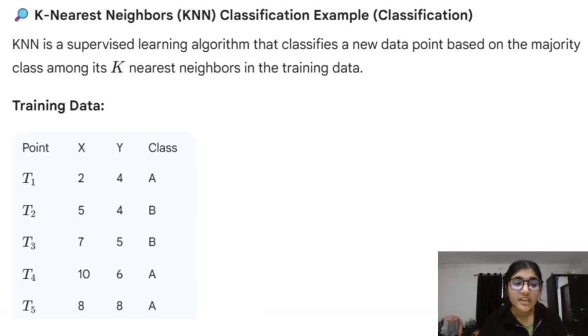Then the k-nearest neighbors classification example. KNN is a supervised learning algorithm that classifies a new data point based on the majority class among its k nearest neighbors in the training data. The training data is points T1 to T5. X and Y values are given. We will find the class.